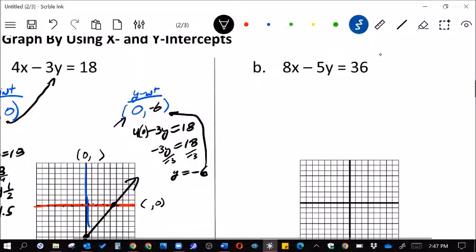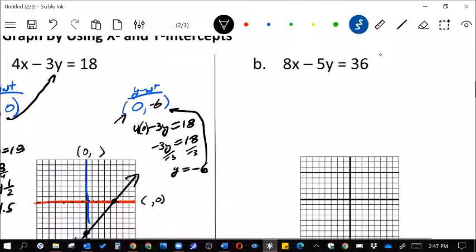There's another one over here too. Stop for a moment, pause the video, do it yourself, and then come back when you're done to see if you're correct. And I'll start talking again very quickly.